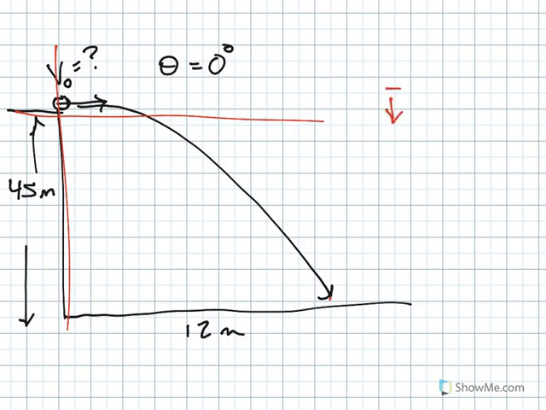So in that case, we know the angle it's thrown is 0 degrees. I know that its displacement is 45 meters. That's delta y. I know the horizontal displacement is 12 meters. That's delta x. And I'm looking for V naught.